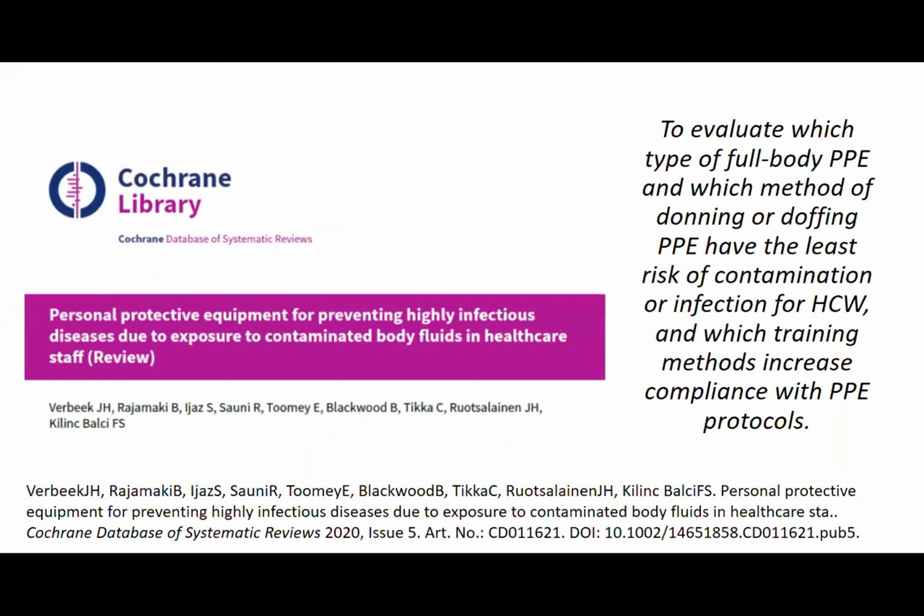So let me take you through another example, and I'm showing you examples that have been published in the Cochrane Library. The Cochrane Database of Systematic Reviews is one of the databases where you can find reviews that have been completed by the Cochrane Collaboration. It's a very good starting point if you're looking for evidence. And this particular review has been done to look at personal protective equipment to prevent infectious diseases due to exposure to contaminated body fluids in healthcare staff.